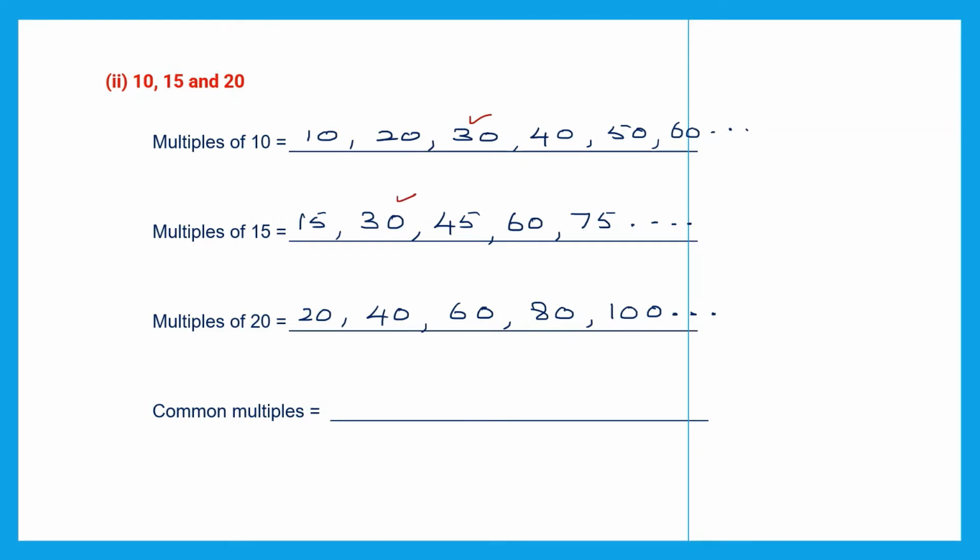40, no. 50, no. 60, okay, we have 60 here, 60 here, and 60 here. So 60 is a common multiple. Now, if you continue, you will get some more common multiples, but we are stopping with 60 because we just need the least common multiple. So the least common multiple of 10, 15, and 20 is 60, the smallest number. Let's go on to the next one.